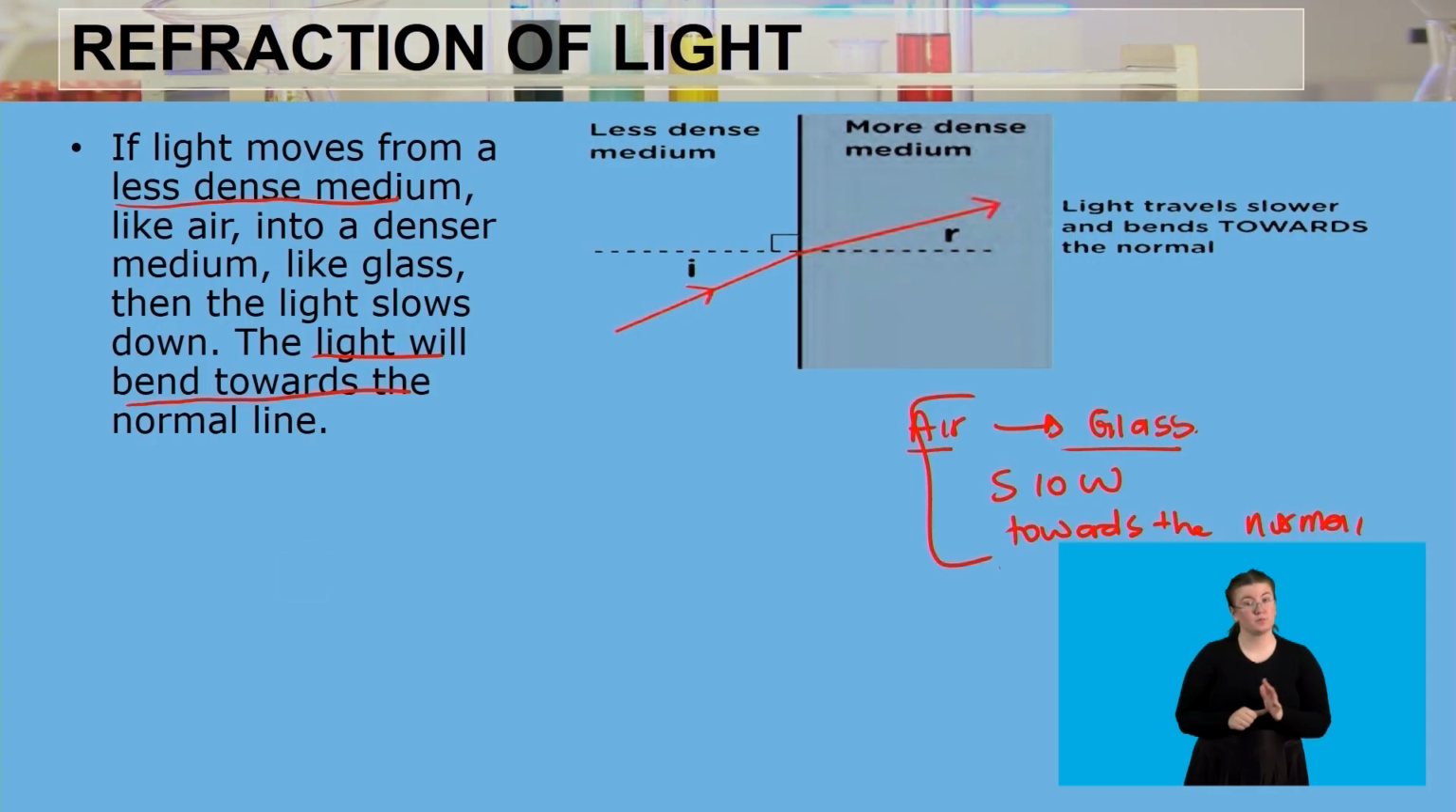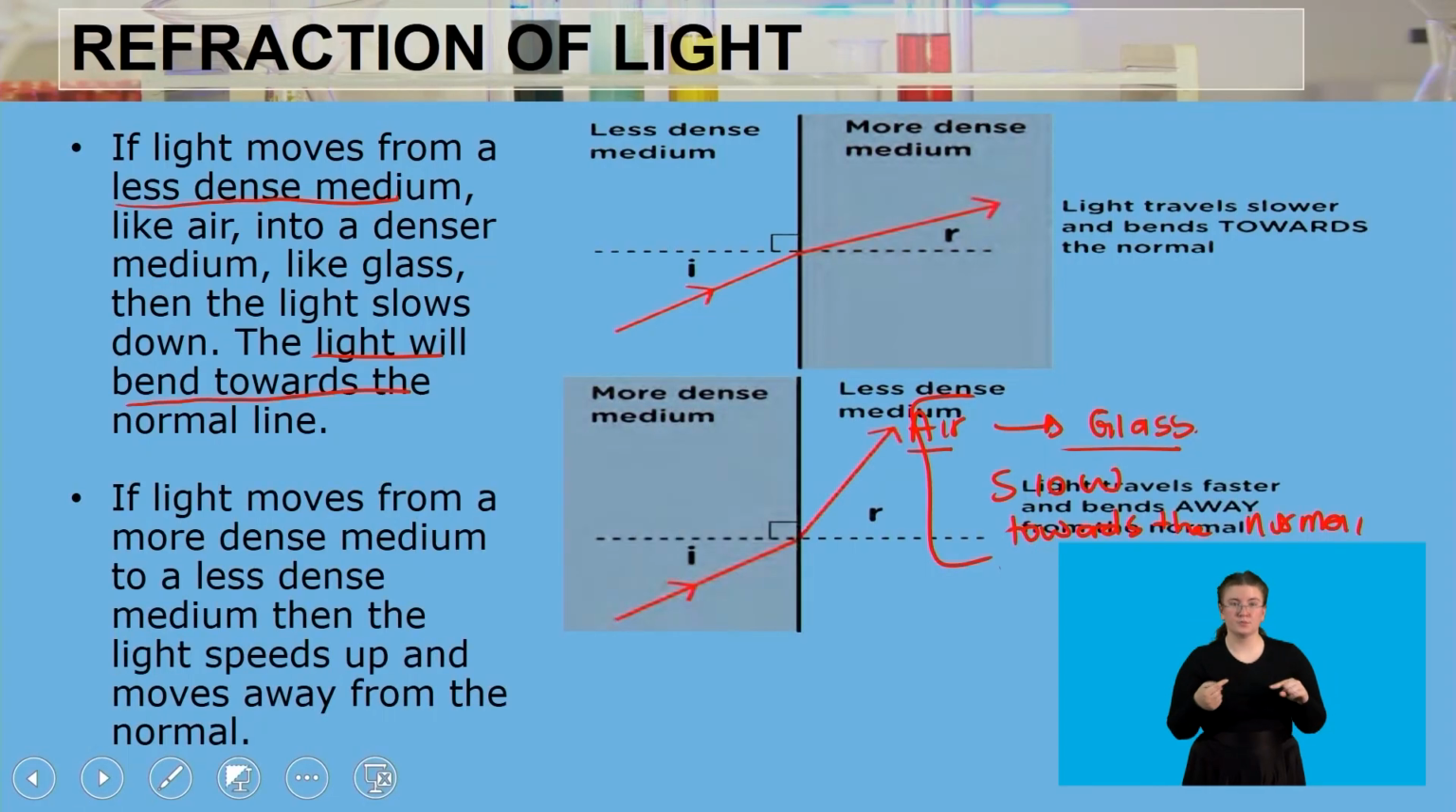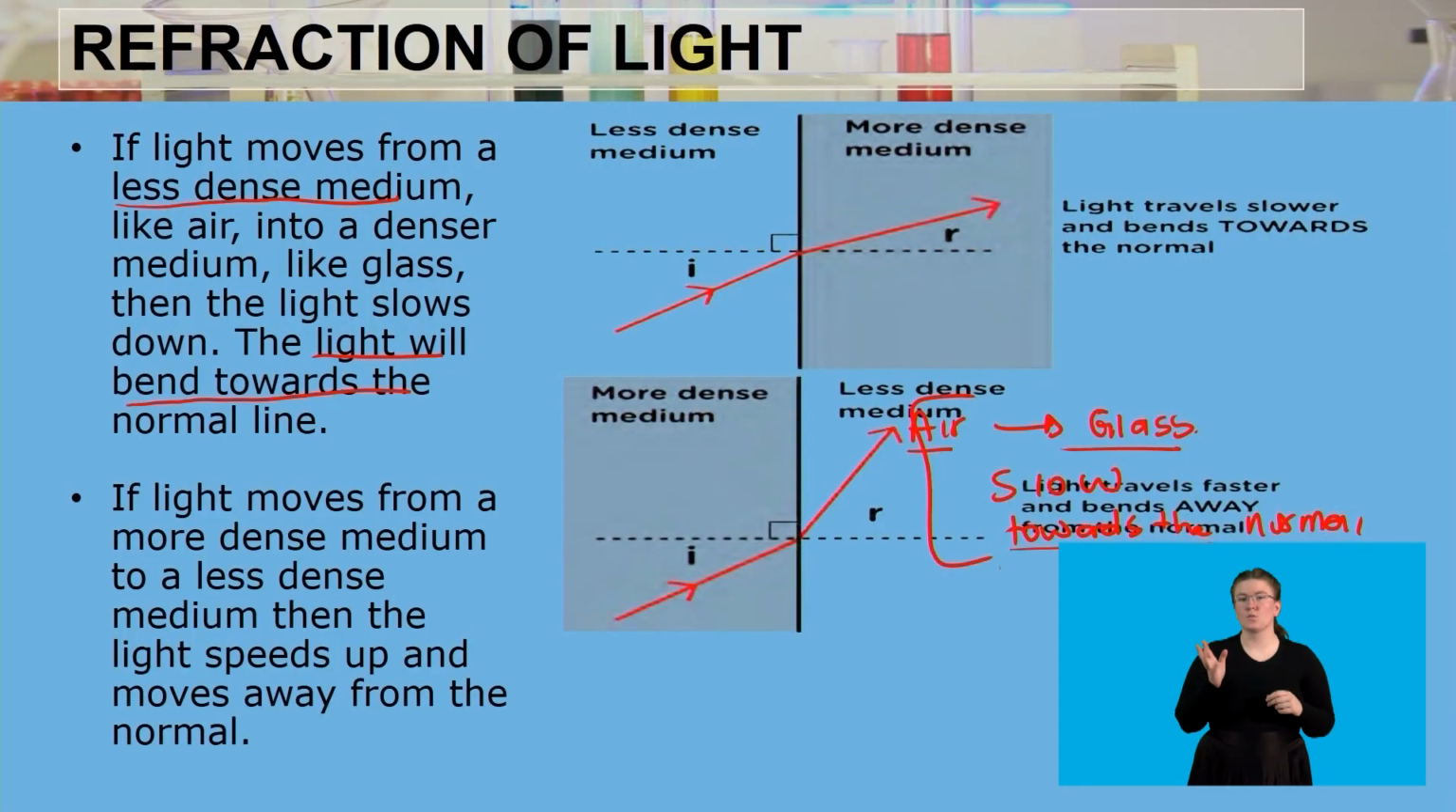Very important to note. And then the opposite is true: if light is moving from a more dense medium to a less dense medium, it is going to increase in speed, it is going to be faster, and the light is going to bend away from the normal. From less to more, it's towards, but from more to less, it is going to be away. So in summary, if light moves from a more dense medium to a less dense medium, then the speed of the light is going to speed up and move away from the normal.